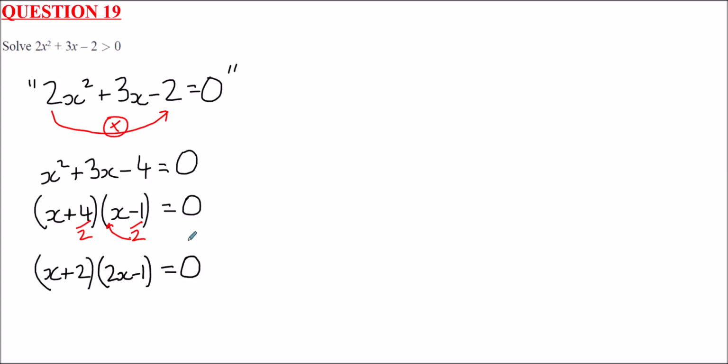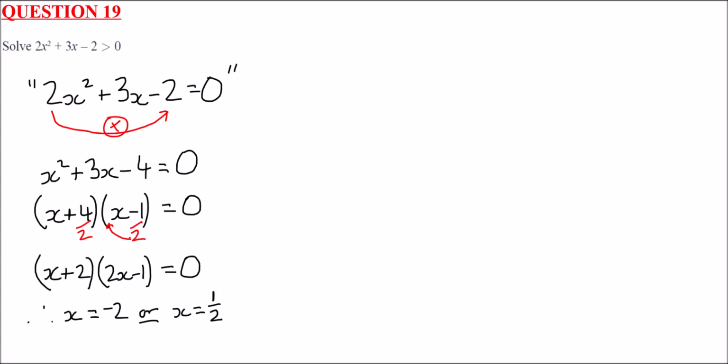equals 0. So for one bracket multiplied by another to be equal to 0, we know for definite one of these brackets must have a value of precisely 0, because any number multiplied by 0 gives 0, which is what we want. So if this bracket's equal to 0, then x would have to be equal to minus 2, or for this bracket to be equal to 0, x would need to be equal to a half.